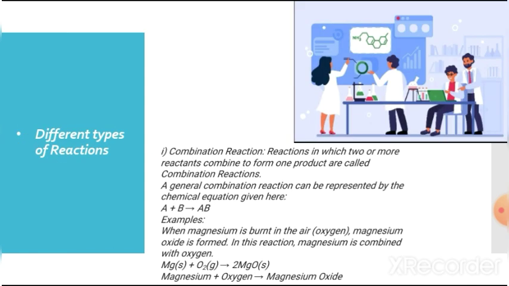Now we are talking about different types of reactions. First, combination reaction. The reaction in which two or more reactants combine to form a single product is called a combination reaction. A general combination reaction can be represented by the chemical equation given here: A plus B gives AB. Example, when magnesium is burnt in the air, magnesium oxide is formed. In this reaction, magnesium is combined with oxygen. Mg plus O2 gives 2MgO. Magnesium plus oxygen gives magnesium oxide.